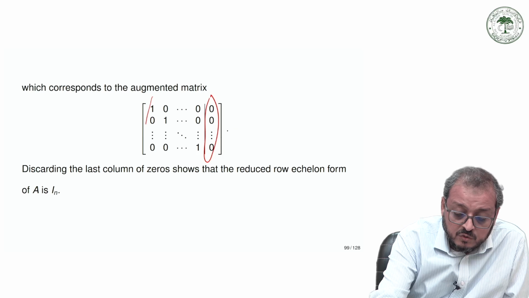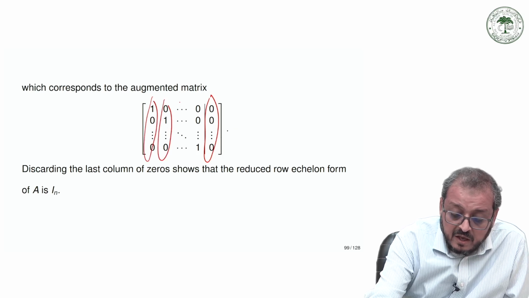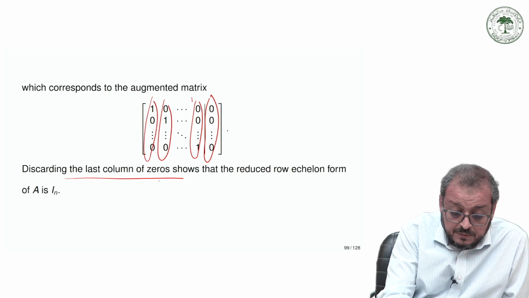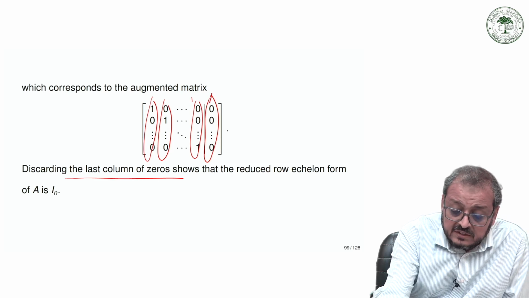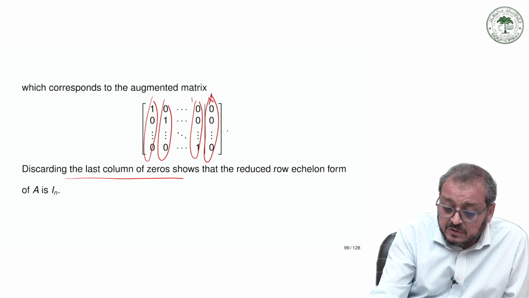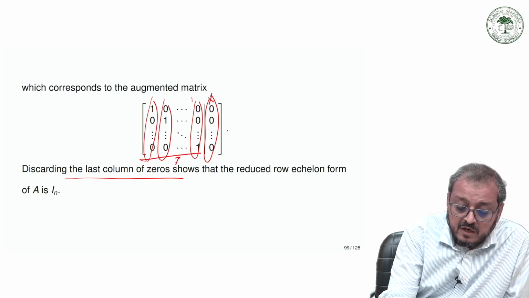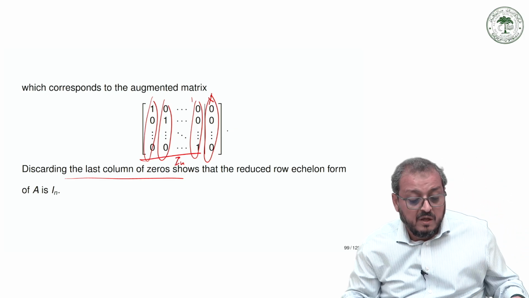If your right hand side is equal to 0, then you can say this is the Ax = 0 form. The last column is 0. So discarding this last column of 0, we show that the reduced echelon form of A is nothing but an identity matrix. So this completes the proof of the second part.